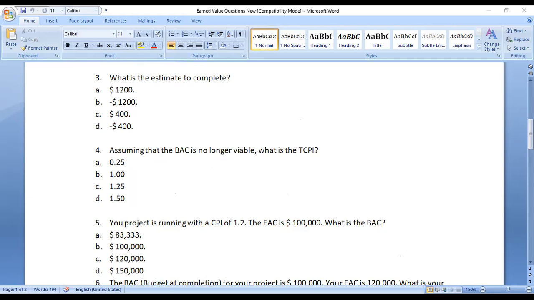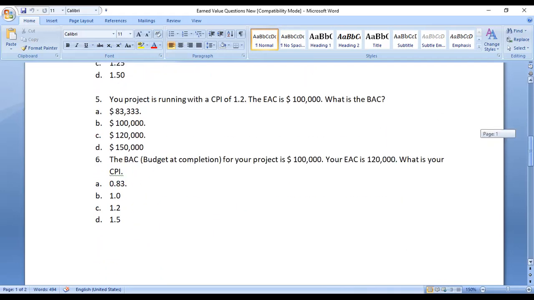Okay, now the fifth one. Your project is running with a CPI of 1.2. Good or bad? Greater than 1 is good. You are investing $1 and you're gaining 1.2. So your EAC is 100,000. So what should the BAC be? BAC should be more than your EAC, right?